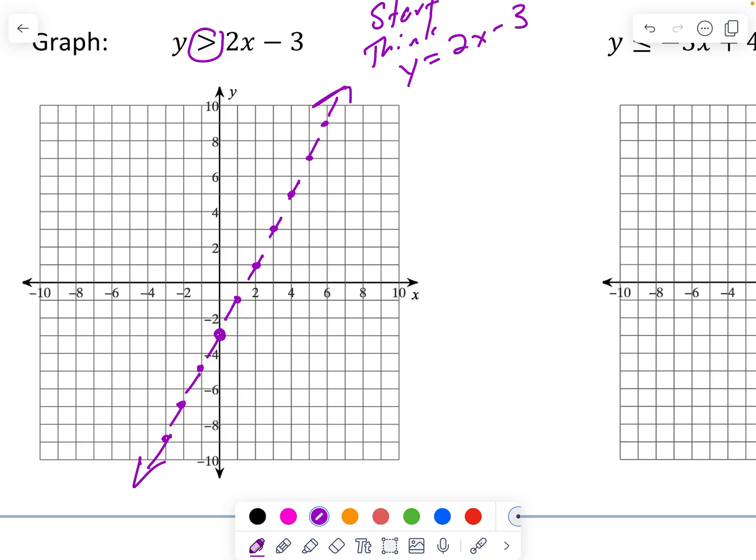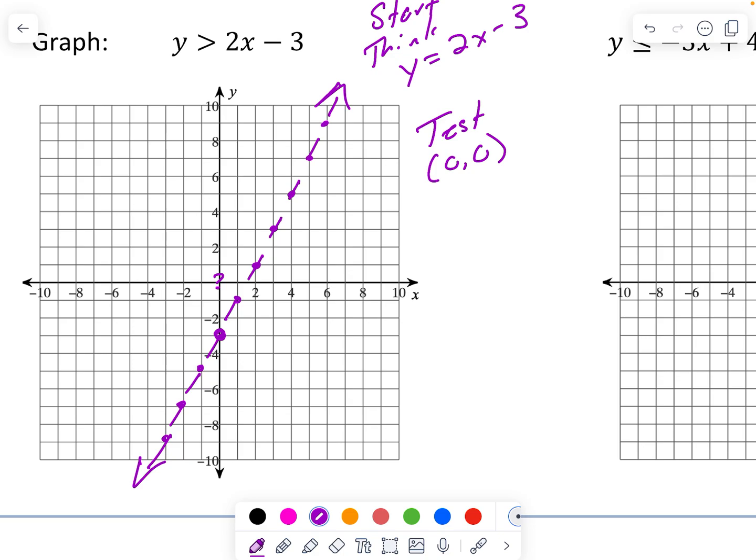Now we have to determine which side of this line we are going to shade. Are we going to shade to the left or the right? What we have to do is test a value. The best number to test is 0, 0, if it's not on your line. Here's 0, 0 right here. It's not on our line, is it? So we're going to test 0, 0.